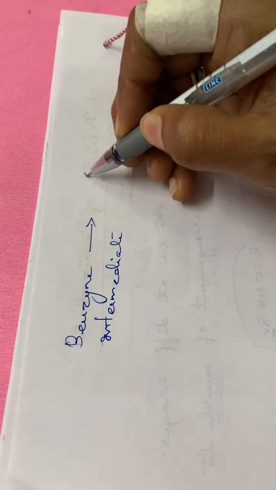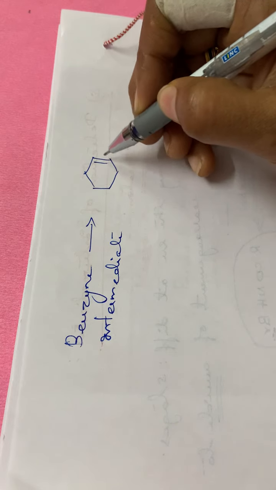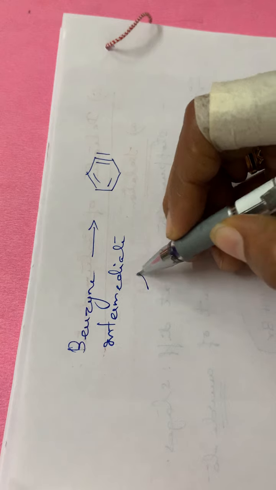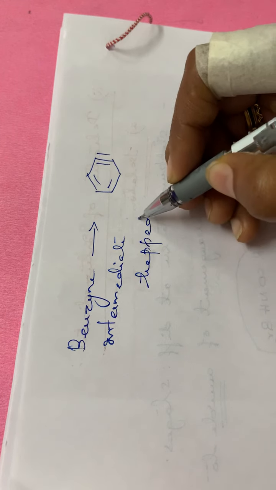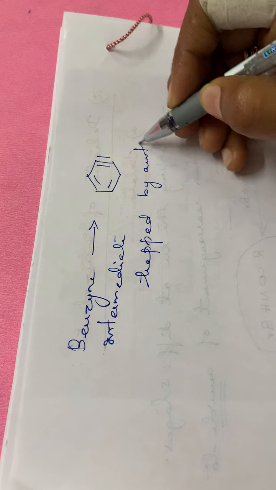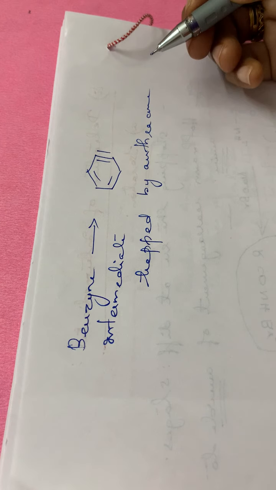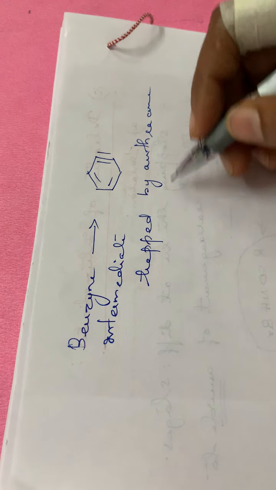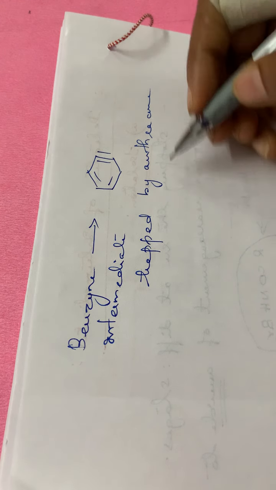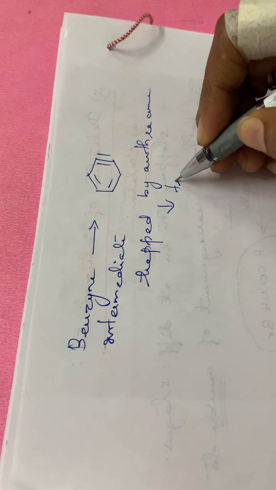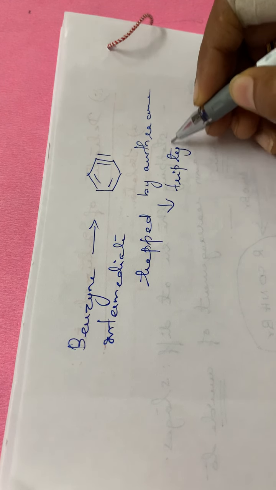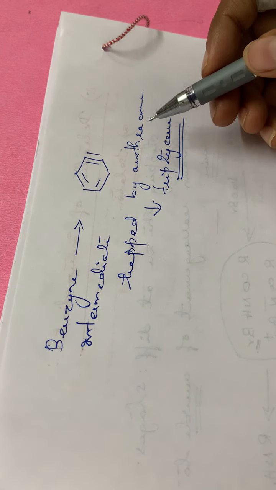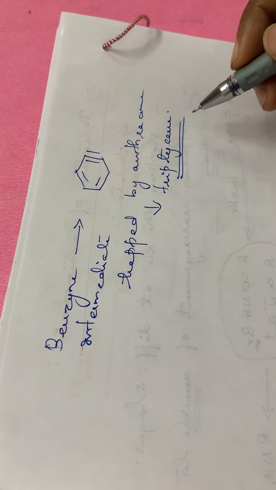Benzyne, I hope you know the structure of benzyne. It will be like this. Okay, so benzyne intermediate, it will be trapped by anthracene, and the formed product, while during the trapping of this anthracene, it will be converted to a compound called triptycene. The trapping of benzyne intermediate by anthracene will react to form triptycene.